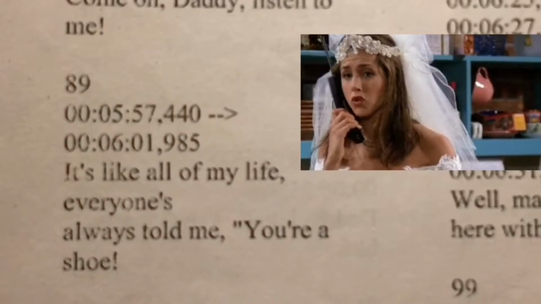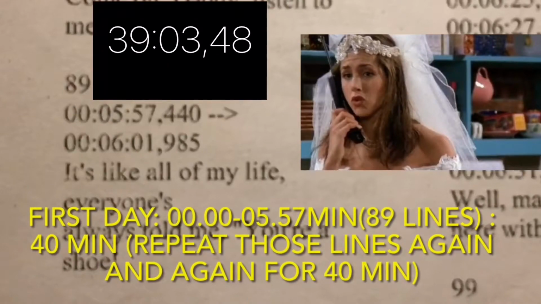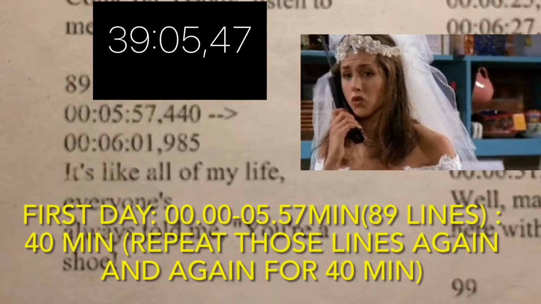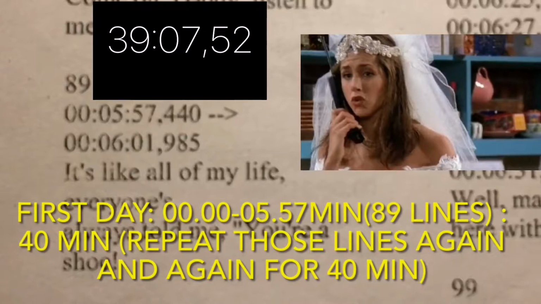Let's say you've repeated the first 88 lines. You still have time because you have to repeat those lines during 40 minutes and then start all over again until your time is up, okay? Until this 40 minutes is over. Guys, as you can see right here, at the end of the 10 minutes, you can see 175 lines that you have to repeat, okay?